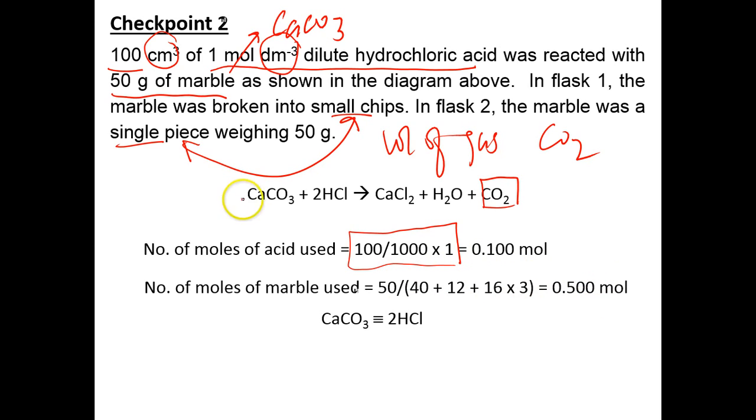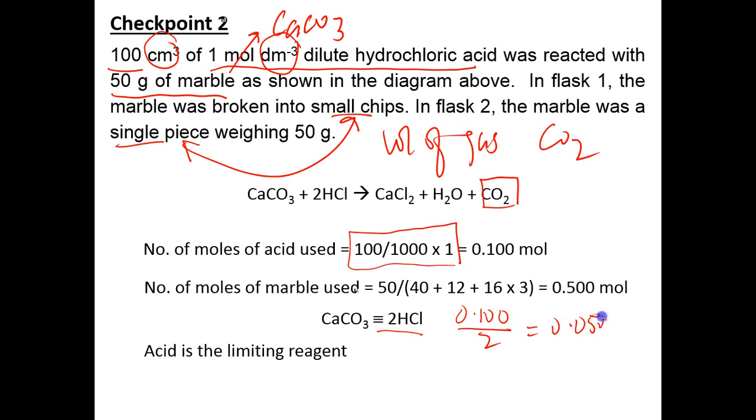And because we see that 1 mole of calcium carbonate is equivalent to 2 moles of HCl, it means that the acid is the limiting reagent. So how do we determine that the acid is the limiting reagent? If we have 0.100 mole of acid, it will react with 0.0500 mole of marble or calcium carbonate. But in fact, we have 0.500 moles of marble. So this means that the marble is in excess and the acid is the limiting reagent.